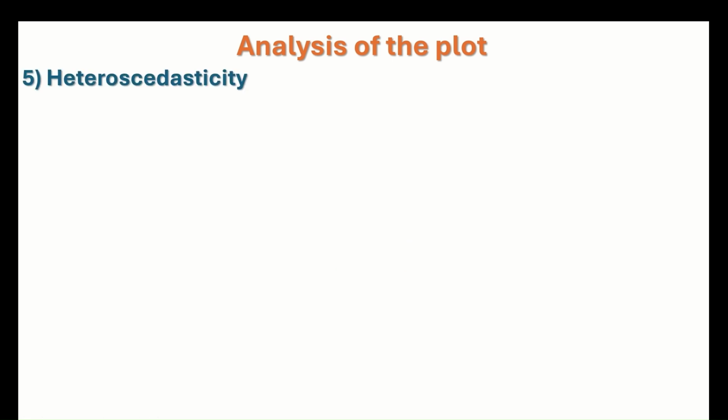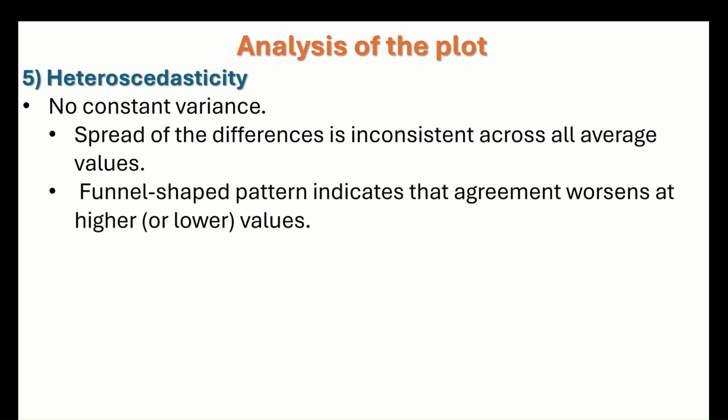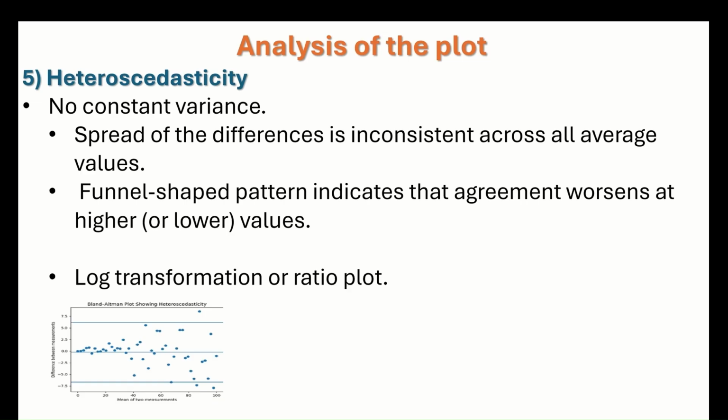Also look for, when examining the plot, whether there is a constant variance. If there is no constant variance, then there is heteroscedasticity. So the spread of the differences is inconsistent across all the average values. Examine the plot to see whether there is a funnel shape pattern, which indicates that the agreement is getting worse at higher or lower values. To overcome this issue, use log transformation or a ratio plot.